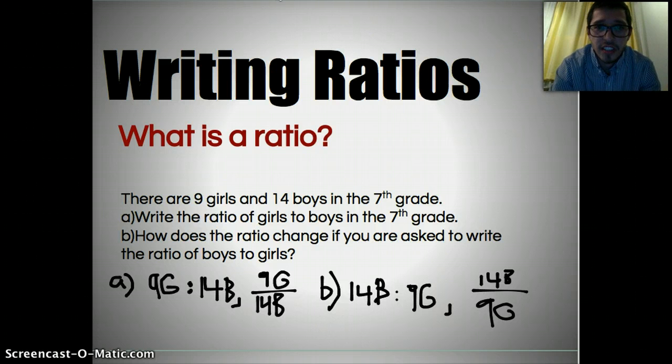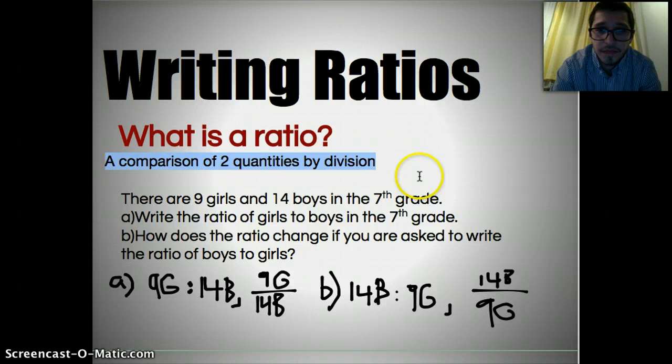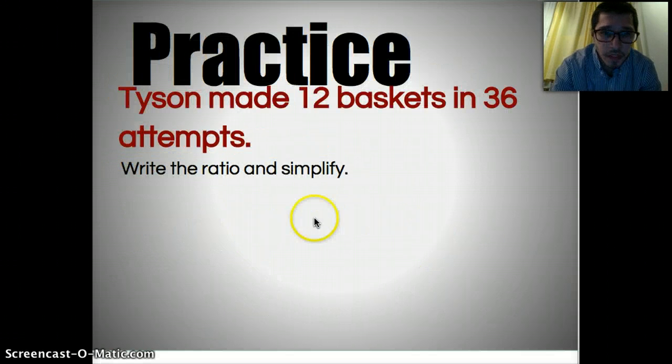And that really brings us back to what is a ratio. Well, a ratio is a comparison of two quantities by division. Let me make that a little bit bigger for us. Okay, so let's do some practice.